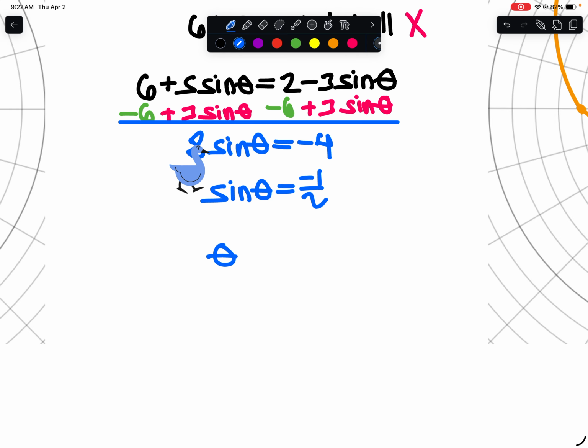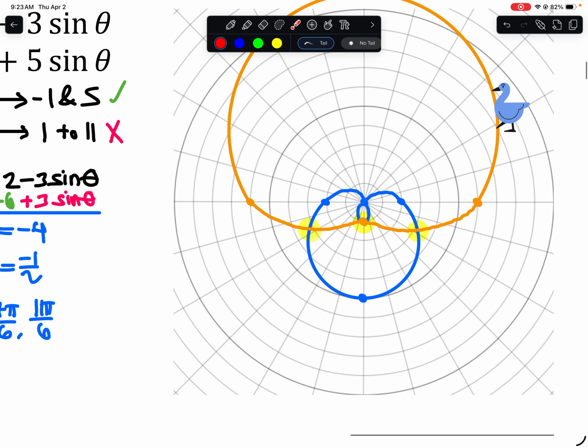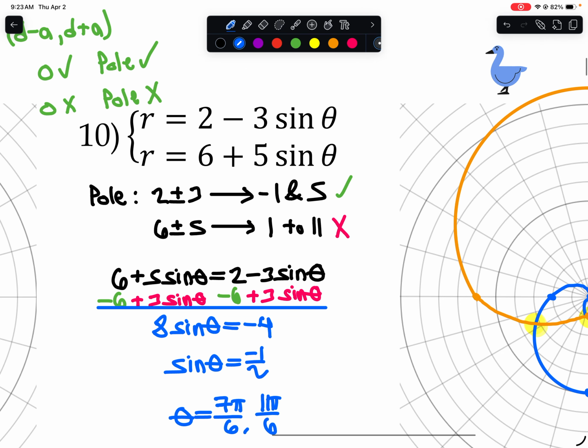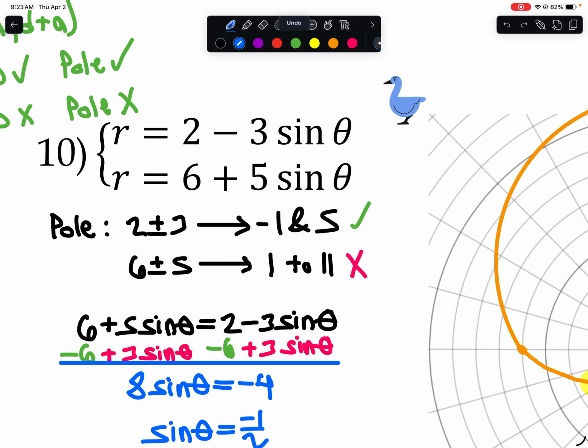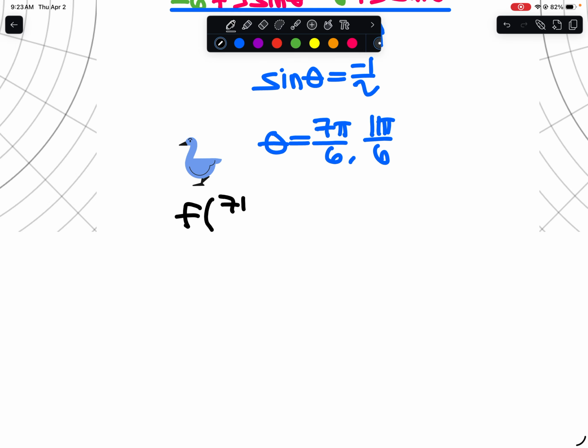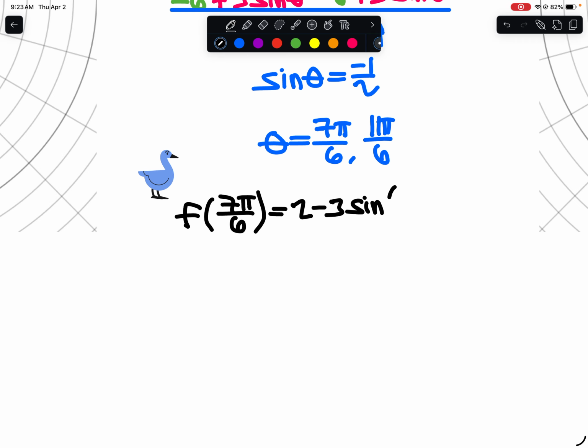And then on the unit circle, that's going to give me values of 7 pi over 6 and 11 pi over 6. So that's going to be approximately in the direction that we have these 2 values over here. So that checks out. Once again, now we're going to just plug in those theta values. I'm going to use the top equation, the numbers are a little bit smaller. So I'm going to do f of 7 pi over 6, which is 2 minus 3 sine 7 pi over 6.